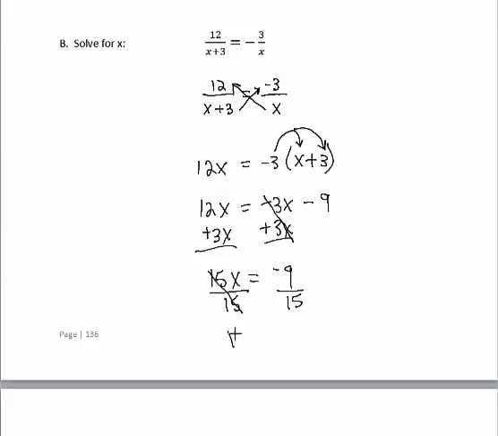15's cancel on the left, and I get a negative 9 over 15 on the right, which can be simplified if I divide numerator and denominator by 3. Giving me a negative 3 over 5, which is in simplest form.